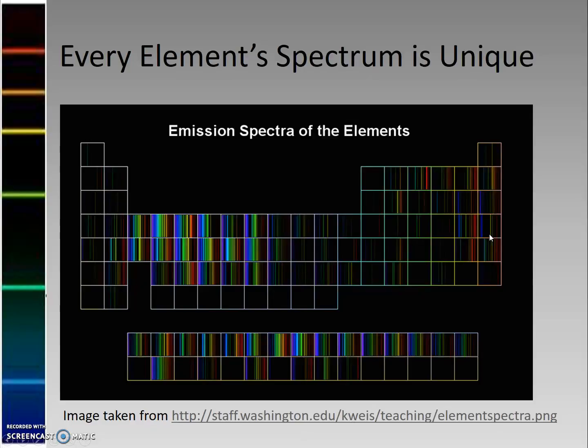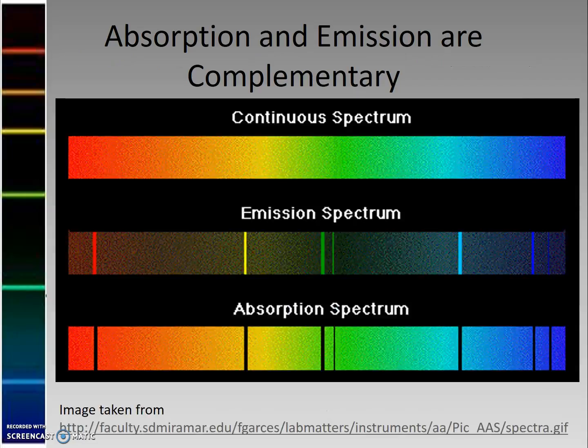Every element has a unique absorption spectrum and a unique emission spectrum, so this is just those spectra superimposed onto the periodic table, right? Some of them, like some of these transition metals, are really complex. Some of them, like sodium, are pretty simple. And that's actually a way that we can identify elements, is based off of their emission spectra or their absorption spectra. The other thing about absorption and emission is that they're complementary.